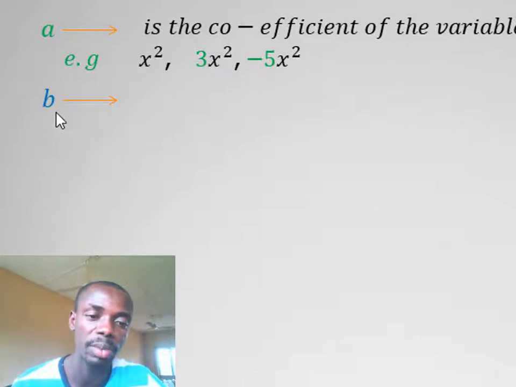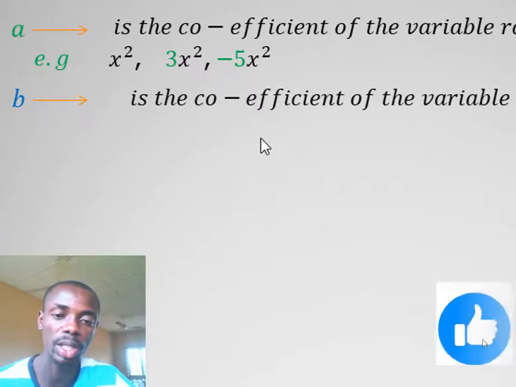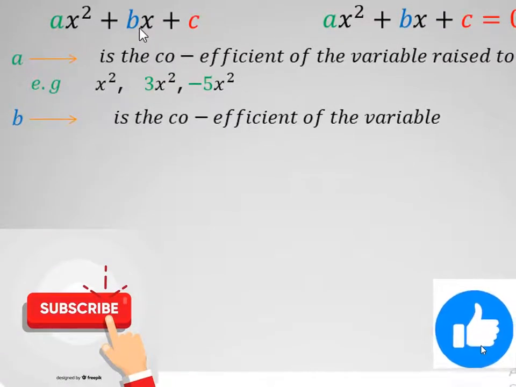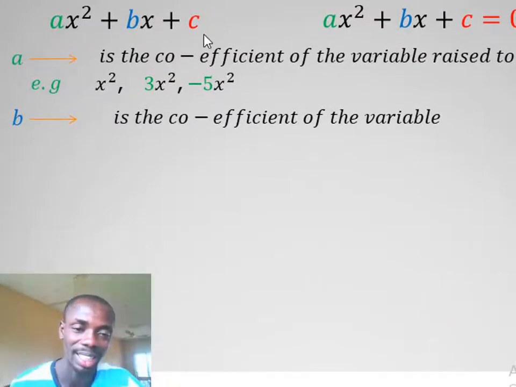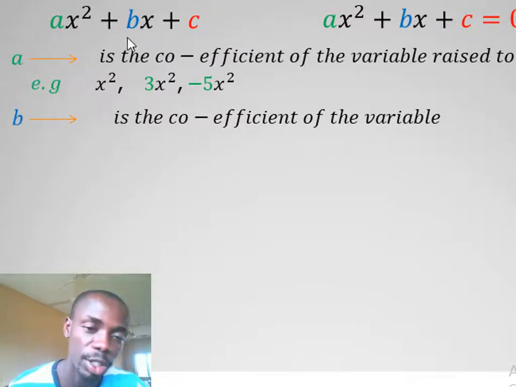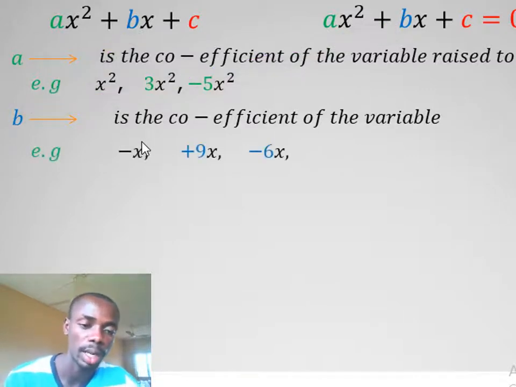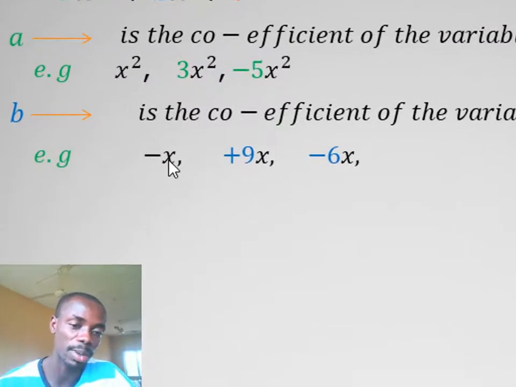Now B is the coefficient of our variable, like here, the value multiplying x. The value multiplying x is B, and that's the coefficient of x. Okay, so how can we have it? You can have it as minus x. So what do you think is the coefficient of x here? The coefficient of x here is a number multiplying x. Okay, it's not x itself, it's the number multiplying x.